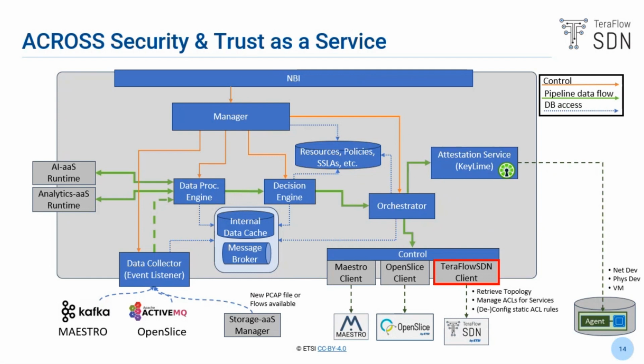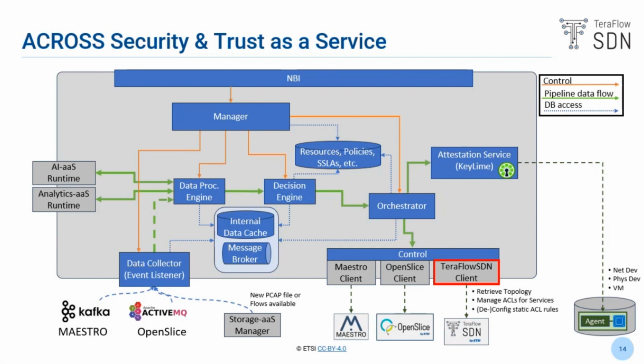The results of this processing will then be forwarded to the decision engine that will take appropriate decisions on what to do with the incoming information. It will instruct the orchestrator to run some specific workflows, implement some policies, and so on. Then this orchestrator, by means of the control block, will make use of some clients to interact with the different elements in the platform. Among others, for instance, the TeraFlowSDN client will be used to retrieve topologies, manage ACLs for services, and configure and deconfigure static ACLs, and things like that. That will be the main pipeline.